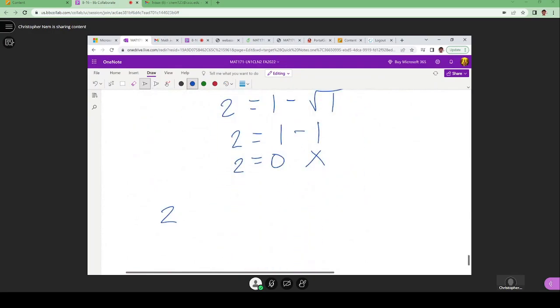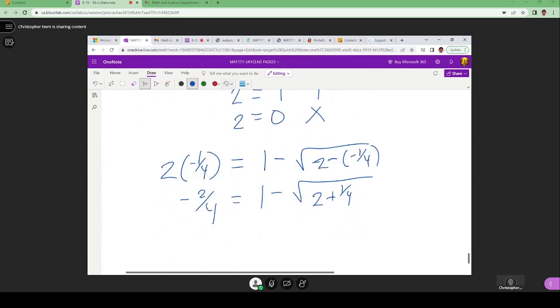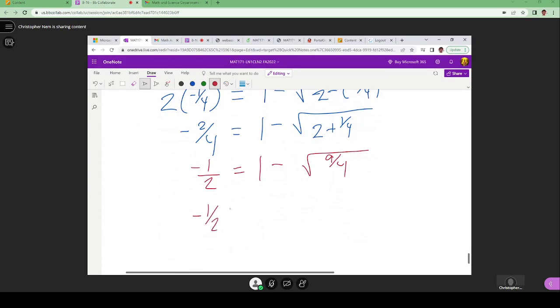We have 2 times negative 1/4 equals 1 minus the square root of 2 minus negative 1/4. This is going to be negative 2 over 4 equals 1 minus the square root of 2 plus 1/4. Now if you add the fractions together, hopefully you remember how to add fractions, this is negative 1/2 equals 1 minus the square root of 9 over 4. Check my math just in case.